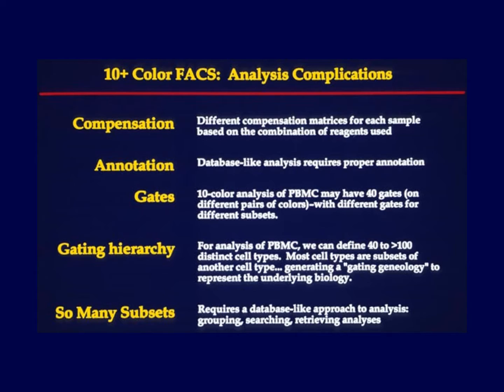Anyway, the gating hierarchy is what's fine. You can define 40 to over 100 different distinct cell types. And most of these cell types are subsets of another cell type. So generating a gating genealogy to represent this underlying biology turns out to be very important. And there are so many subsets, it requires a database-like approach to analyze these subsets, grouping, searching, retrieving analyses.